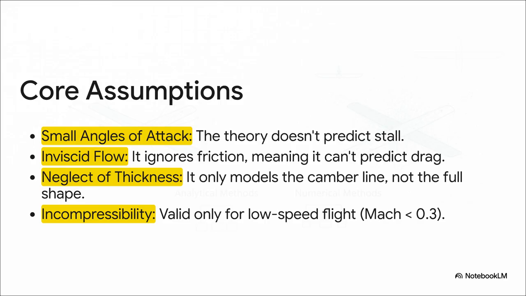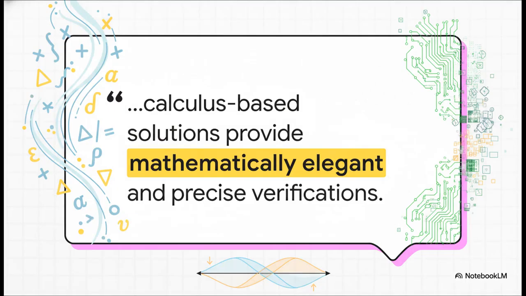We already know it ignores thickness. And finally, it assumes the air can't be compressed, which means it's really only good for low-speed flight, think below Mach 0.3. And this really gets to why having both methods is so powerful. This quote from the source material just nails it. It says, "The analytical integration approach serves as a definitive baseline for aerodynamic theory, confirming that exact calculus-based solutions provide mathematically elegant and precise verifications." In other words, that beautiful old-school math solution gives us a perfect yardstick to make sure our complex computer models are actually getting the right answer.